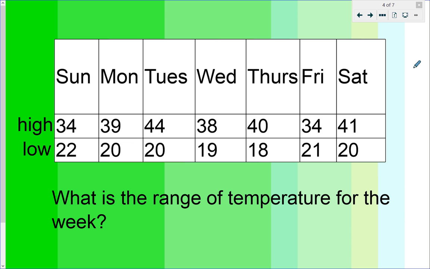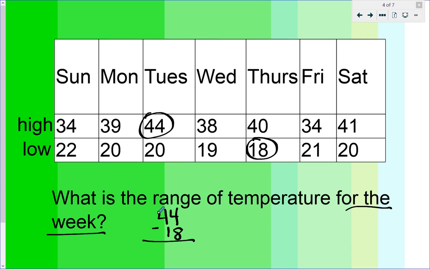The range of temperature, so we want to find the highest number of the week, and we want to find the lowest number of the week. Doesn't matter if they're on different days, because it says for the week. So we want to look for the highest number and then the lowest number. If I look across here, I find my highest number is 44. All right, so that's my high number. I look across here, what do you see as your lowest number? 18. All right, so we're going to take 44 minus 18.